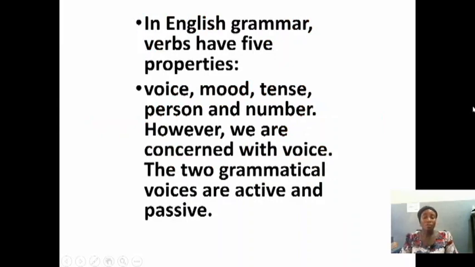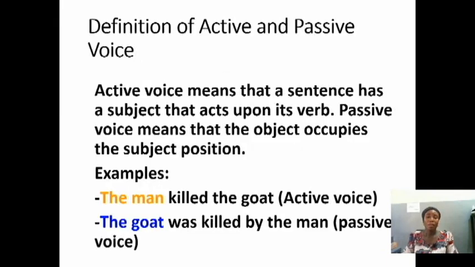In English grammar, verbs have 5 properties. We have the voice, the mood, the tense, person, and number. However, we are concerned with the voice, okay? And the 2 grammatical voices we have in English language are the active and the passive voice.